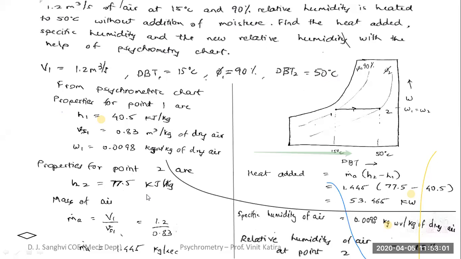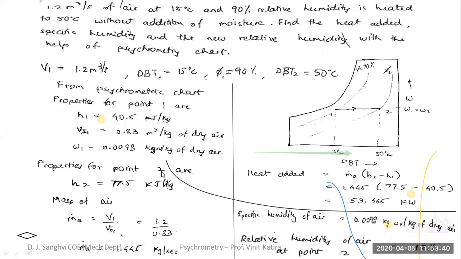Now, since volume flow rate is given, we'll have to find the mass flow rate. Mass flow rate is volume flow rate divided by the specific volume, of course at point number 1. When you divide, you get mass flow rate as 1.445 kg per second. And we know that the heat added is mass flow rate into the enthalpy difference. We get the heat added as 53.465 kilowatts.